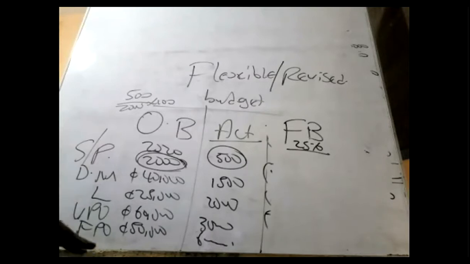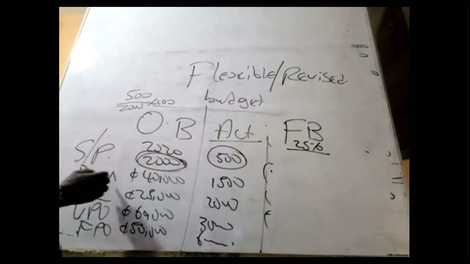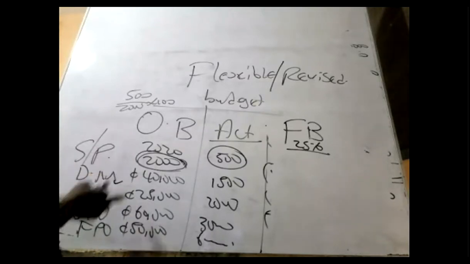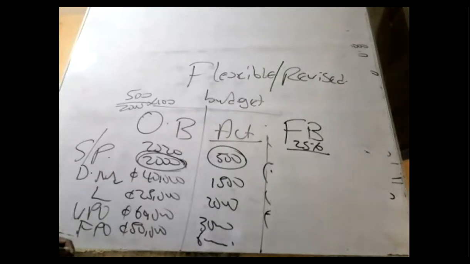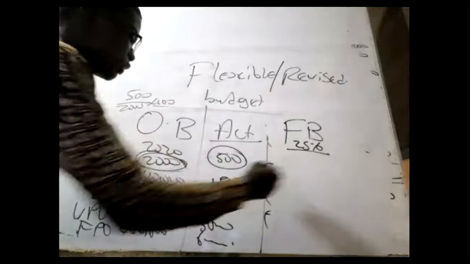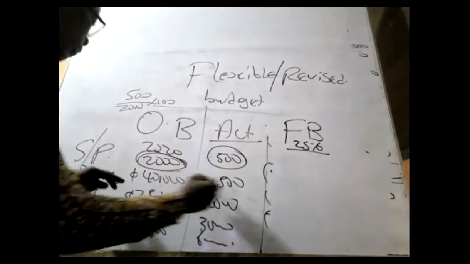So direct material is 40,000. Now take 25% of 40,000. What will be the answer? 25% of 40,000 should give us 10,000. So direct material here comes out to 10,000.